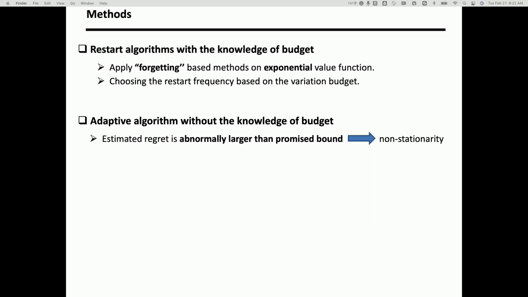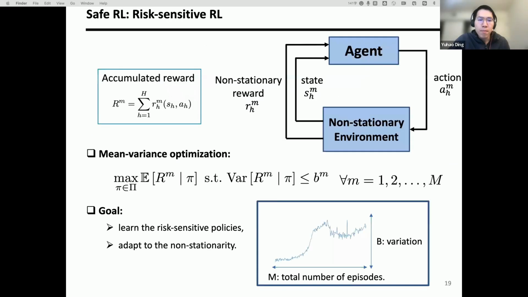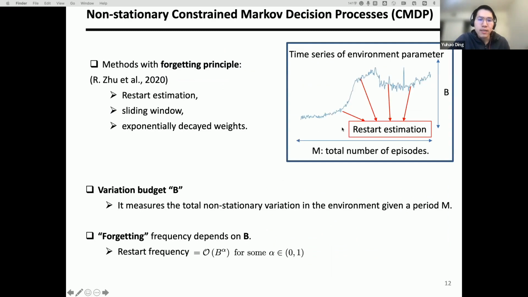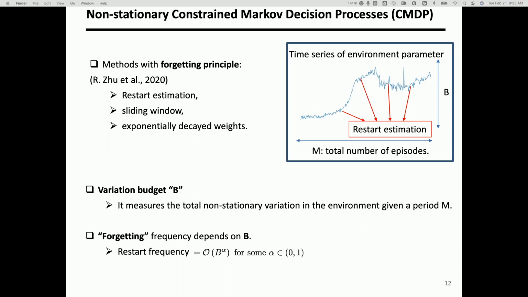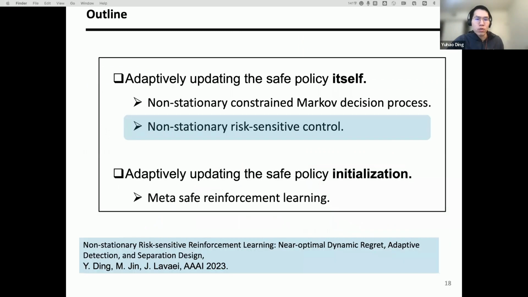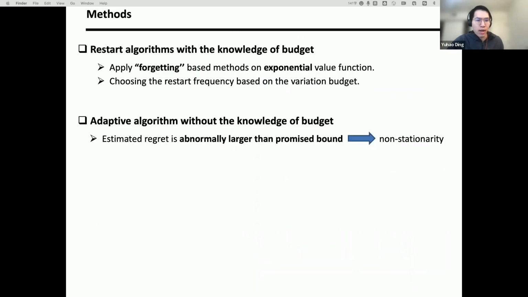Hello, Yiha. Yeah. How can we get the variation budget? What is the variation budget here? Yeah, so the variation budget is what we presented here. It is a measurement of the total non-stationary variation in the environment given a period M. For example, in some cases, you may have a good estimation of how the system will vary over the last, for example, 100 or 200 episodes. So in that sense, if you have a good estimation of the variation budget, then you can use this forgetting-based method to design an optimal forgetting frequency. But usually this good estimation of the variation budget is not always known. Therefore, we also want to propose a method which does not require such prior knowledge, which is what I'm going to talk about now. Okay. Thanks.